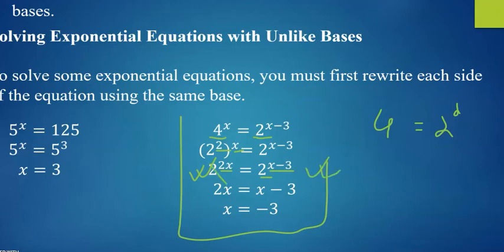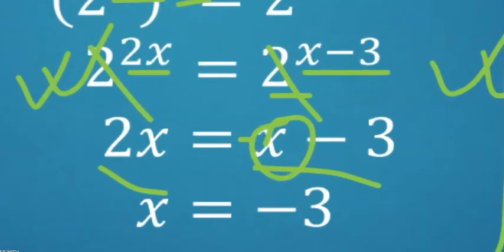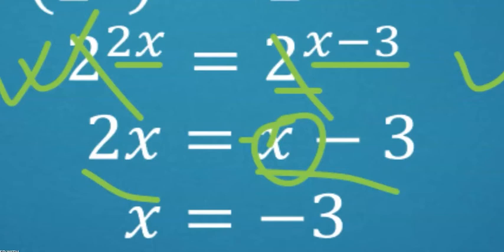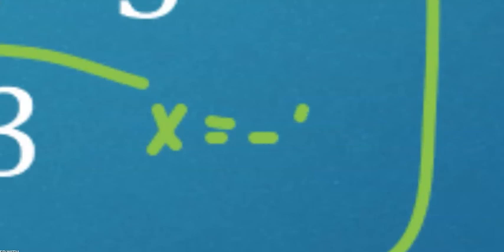Then we can easily cancel the bases. Then we get what? 2x is equal to x minus 3, and then x we will move to the left side with the inverse sign. Yes, it is minus here. So in this case, it will move, and then x is going to be equal to minus 3. Okay, it's going to be equal to minus 3.